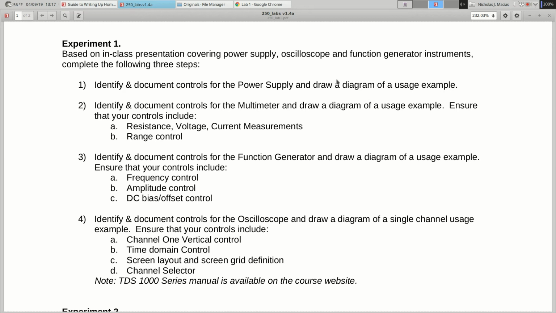You already did this for the multimeter in 120, I think. And then the function generator and oscilloscope, the same thing, but like I say, those are going to be new for a lot of you. So we'll talk about those a little bit. So that's experiment 1. It's just kind of like eyeballing some of this stuff.